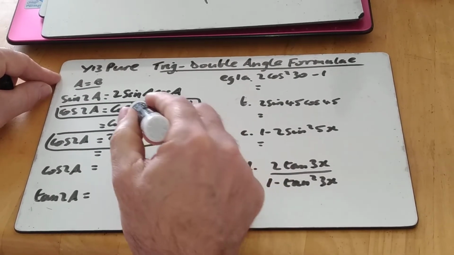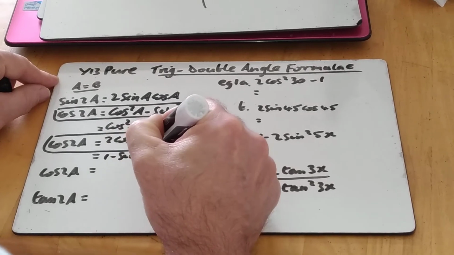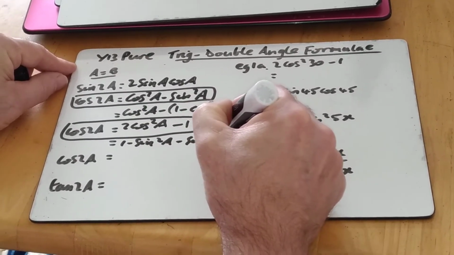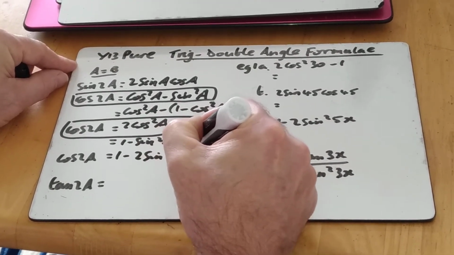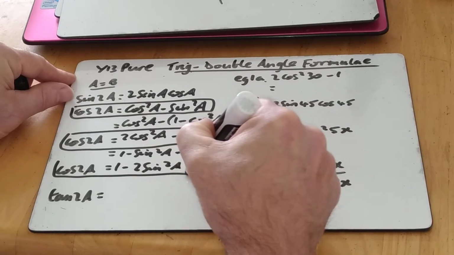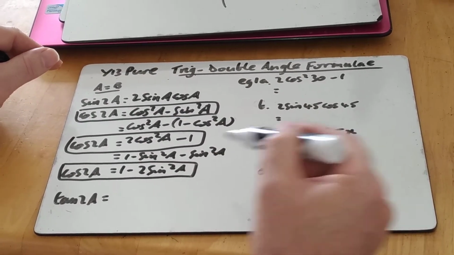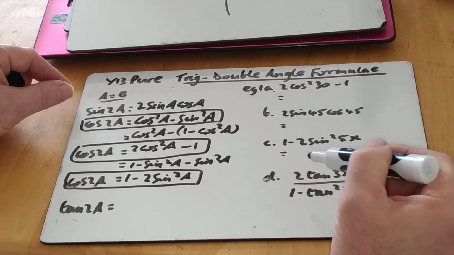And the third version is replacing the cos squared with a 1 minus sine squared. I've still got the minus sine squared from the derived version, so we end up with 1 minus 2 sine squared a. So the idea is we tend to have equations to solve that involve cos 2a, and if it just involves sine, we'd use this version. If it just involved cos, we'd use that version.